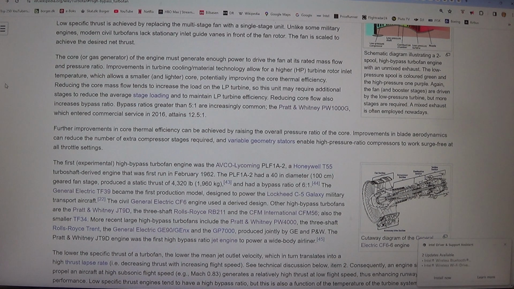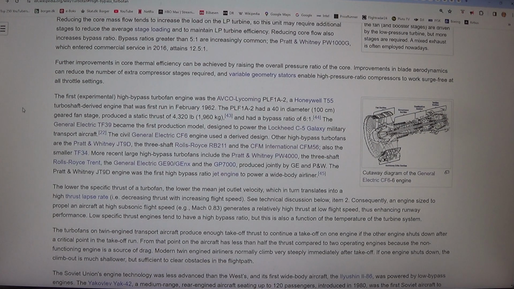Further improvements in core thermal efficiency can be achieved by raising the overall pressure ratio of the core. Improvements in blade aerodynamics can reduce the number of extra compressor stages required, and variable geometry stators enable high pressure ratio compressors to work surge-free at all throttle settings.